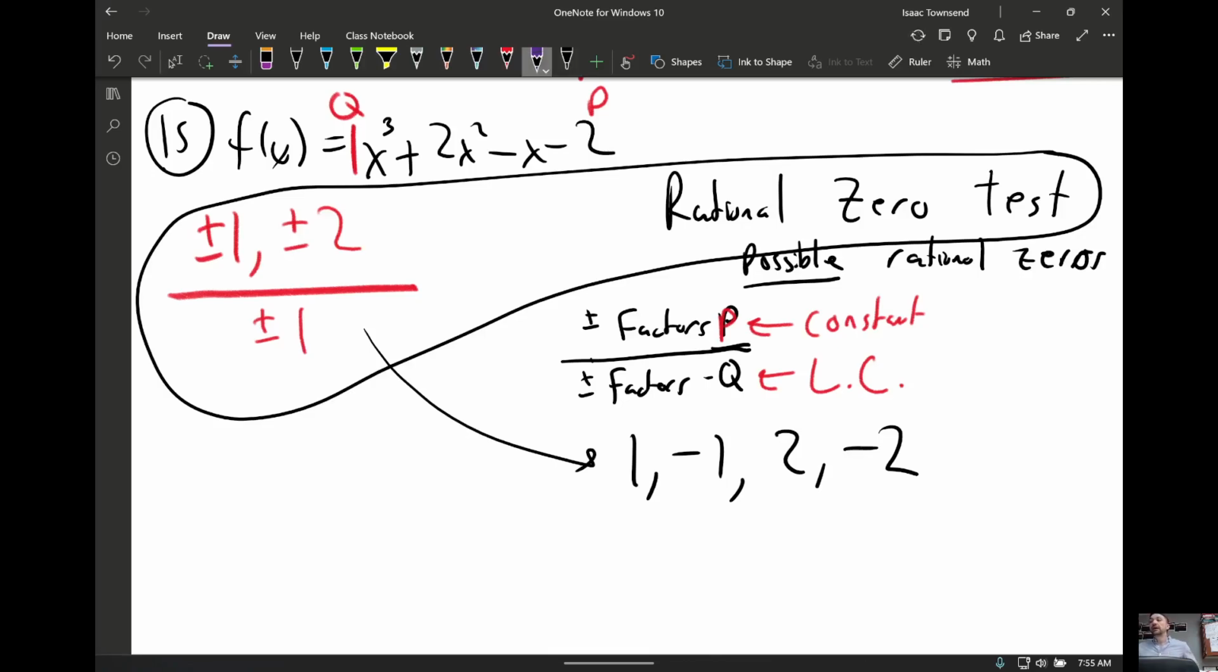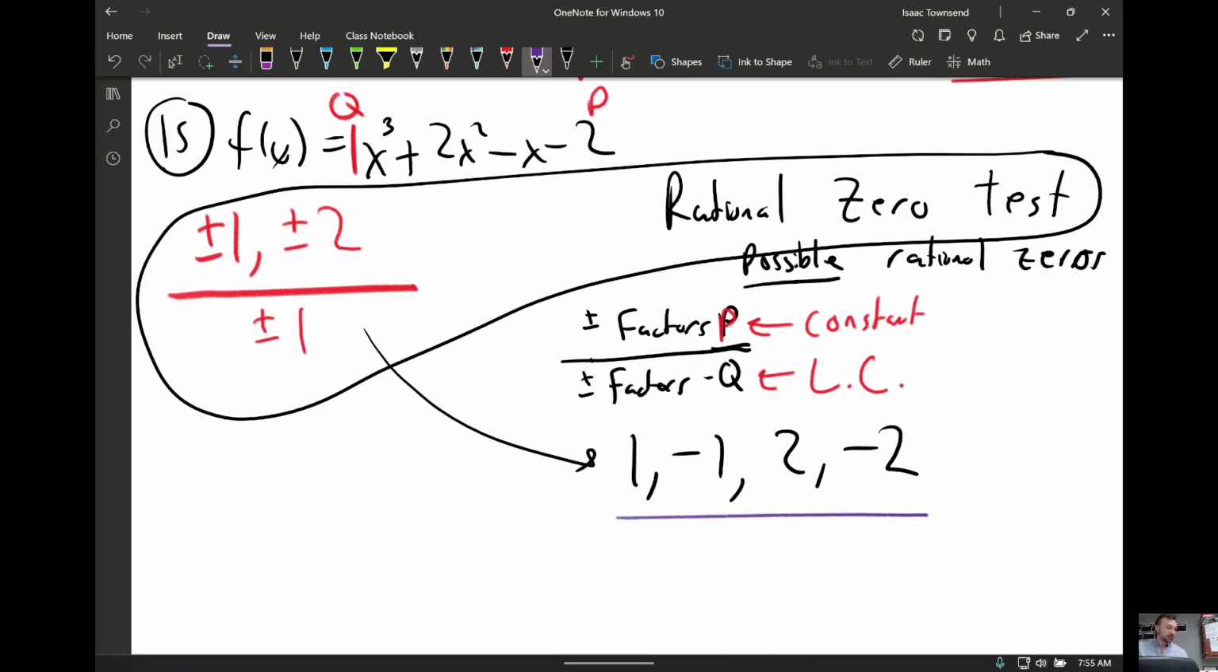Now, these are not zeros. These can't all be zeros. This is only a 3rd degree. There's no way that it has 4 zeros. But of all the rational numbers, these are the only possibilities. So for example, 5 is not in this list, so there's no chance 5 is a 0. 10 is not in this list, so there's no chance that 10 is a 0. 2 is in the list, so 2 is possibly a 0.